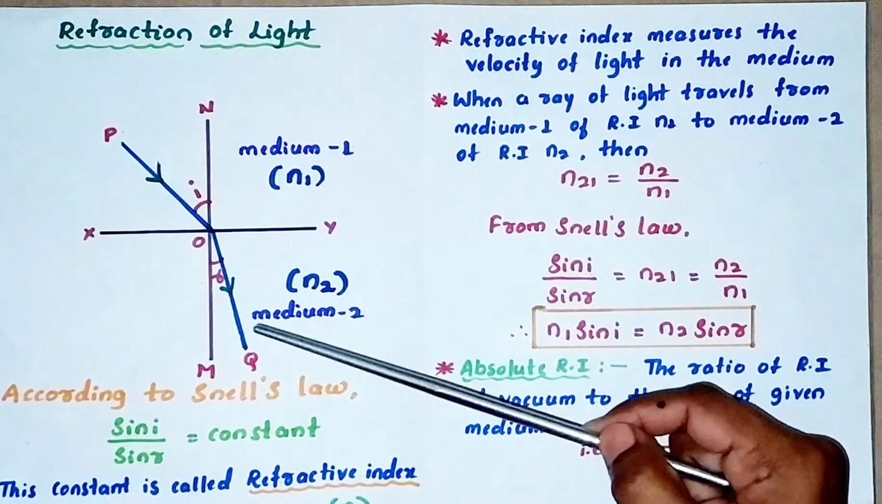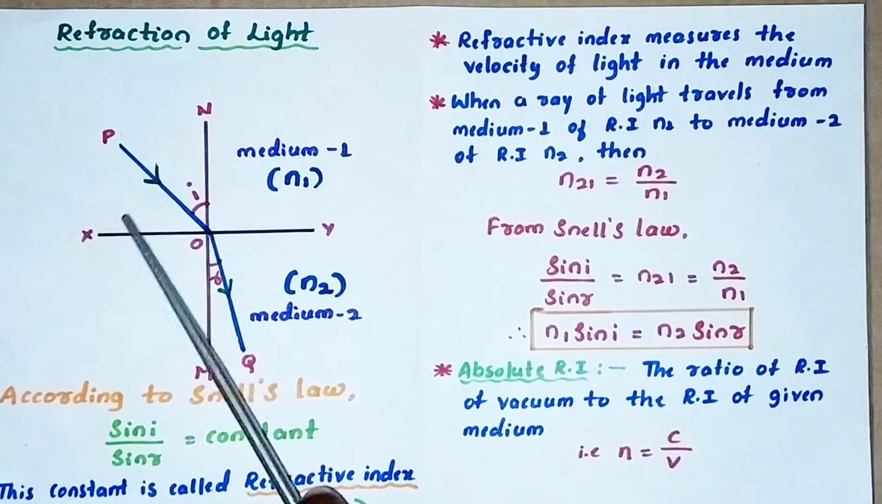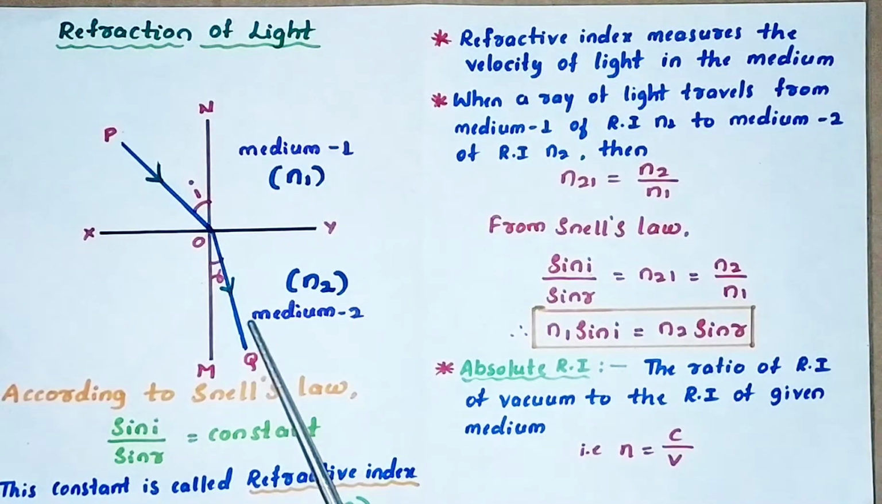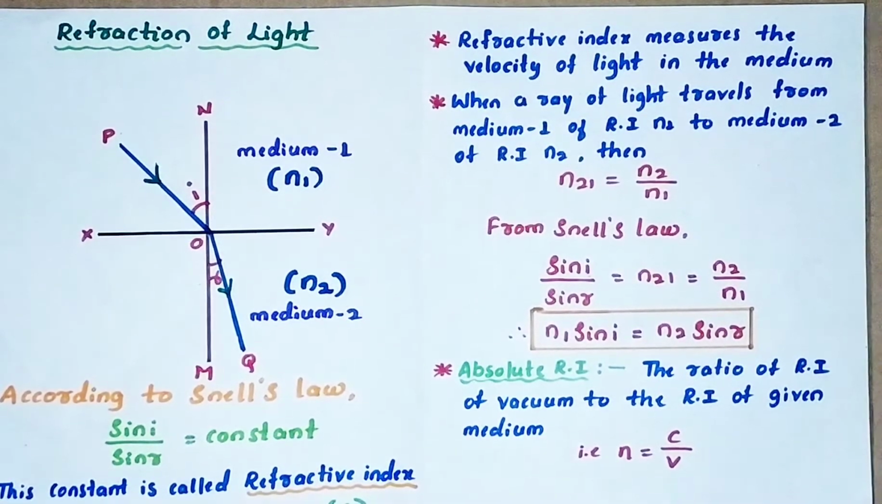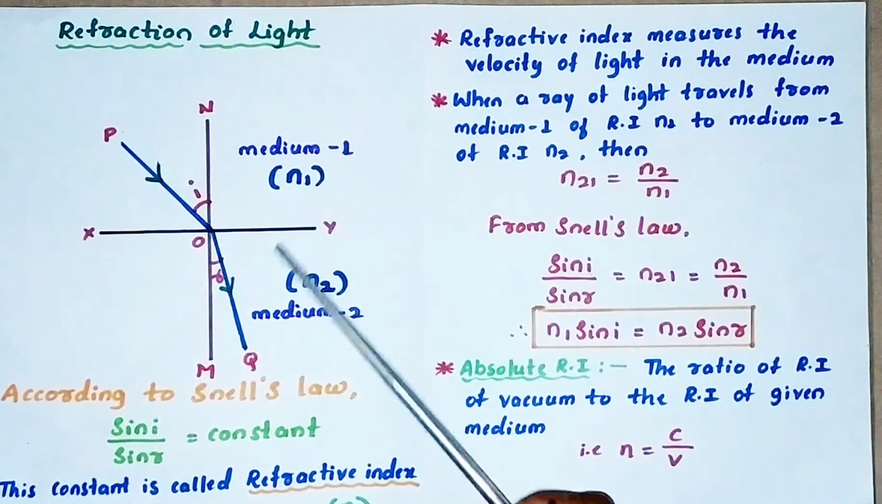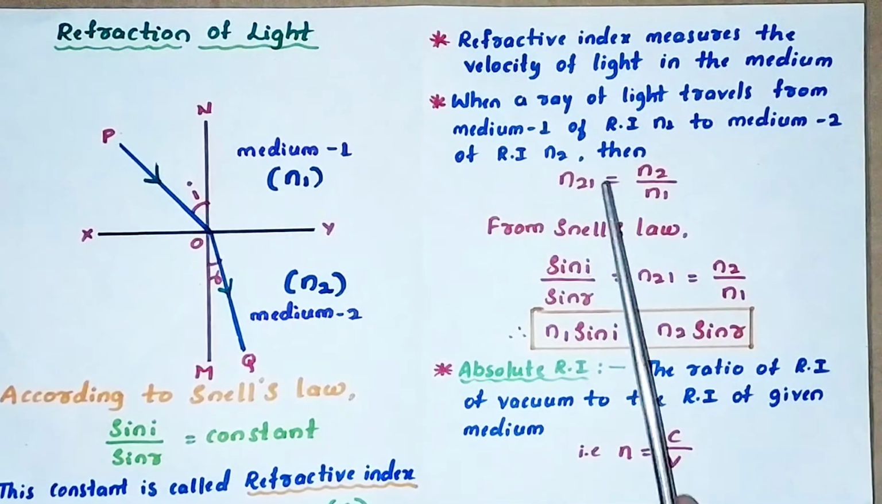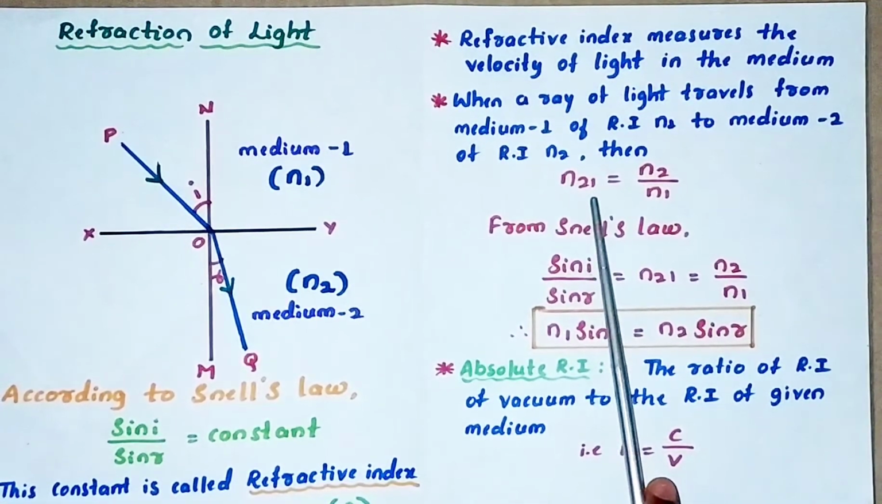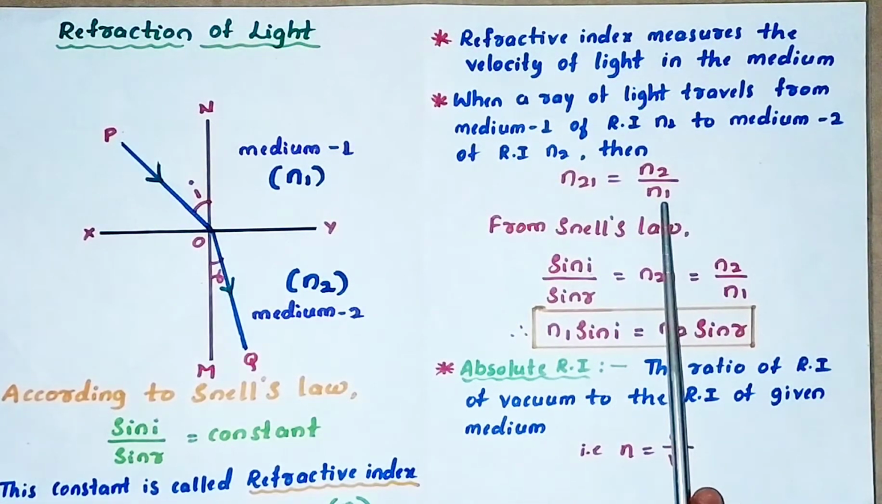Now here, when the ray of light is traveling from medium 1 to medium 2, automatically speed of light changes, bending phenomenon takes place. Then how to write refractive index? We know that refractive index is denoted by n. But now it is traveling from n1 to n2. So now we can write it as n21 or n2 divided by n1.